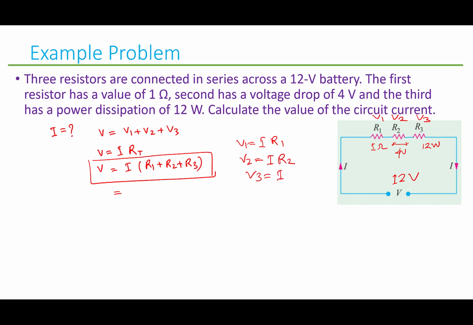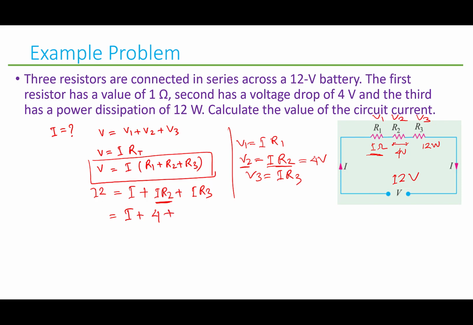Similarly, V3 equals I times R3, right? So here I times R1, and R1 has a value of 1 ohm, so it is I. Then I times R2 plus I times R3. And this voltage V equals 12 volts, we already know that. So this equals I plus IR2, which is V2, and this equals 4 volts, so we can replace it with 4.